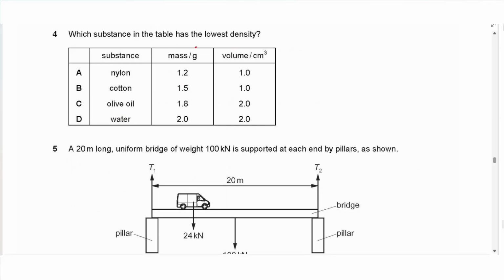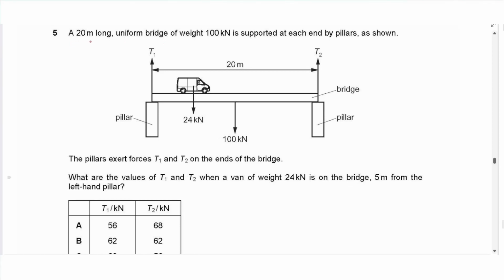Question 4 says which substance in the table has the lowest density? We need to divide the mass by the volume. So 1.2 divided by 1, that's 1.2. 1.5 divided by 1, that's 1.5. 1.8 divided by 2, that's 0.6. 2 divided by 2, that's 1. So the one with the lowest density has the lowest number here. So we choose C.